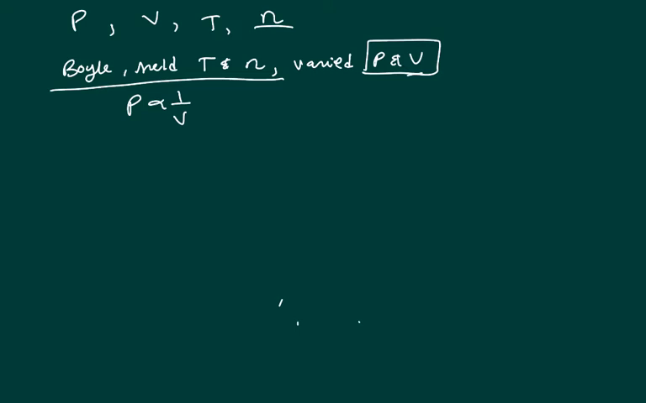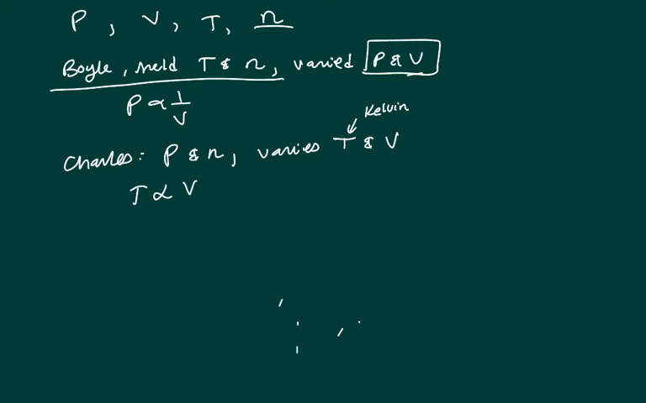Now, another scientist that we've talked about in detail is Charles. Charles did another experiment, and this time he decided that he wanted to hold pressure and the number of moles constant, and he wanted to vary temperature and volume. And remember, this is the Kelvin temperature. He found out that the Kelvin temperature is directly proportional to the volume of a gas. In other words, if the Kelvin temperature increased, the volume should also increase. Okay?